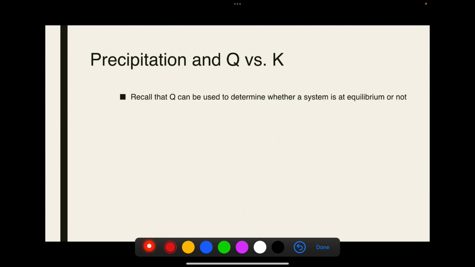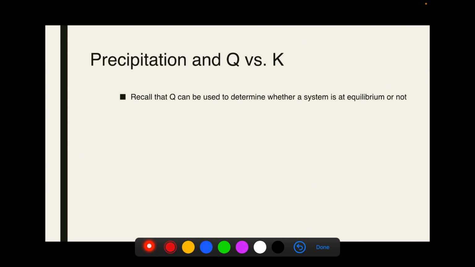Recall from the equilibrium unit that Q can be used to determine whether a system is at equilibrium or not. Remember that if Q equals K, the system's at equilibrium. It also tells us, if the system is not at equilibrium, which direction it needs to move to get to equilibrium. If Q is greater than K, then the system will move in the reverse direction to achieve equilibrium, and when Q is less than K, it will move in the forward direction to achieve equilibrium.